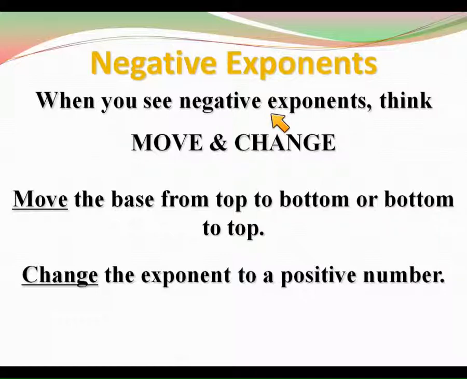Whenever we have negative exponents in an expression, we need to think about moving them and changing them. What I mean by that is anytime we move an exponent from either the top of the fraction to the bottom or from the bottom to the top, the exponent changes to a positive number. So anytime we take an exponent from the numerator and bring it down to the denominator, it becomes positive. Or if it's negative in the denominator and we move it to the numerator, it becomes positive there. So anytime you have a negative exponent, we move and we change it.